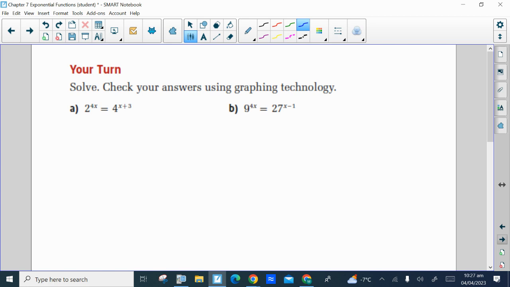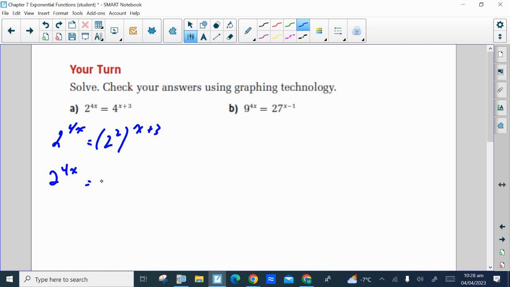So this one says solve, and we'll check our answers using graphing technology. We'll actually graph them to confirm our answers. But it starts with first algebraically determining our solutions by making the bases the same. 4 is 2 squared, so we can express both sides with a base of 2.